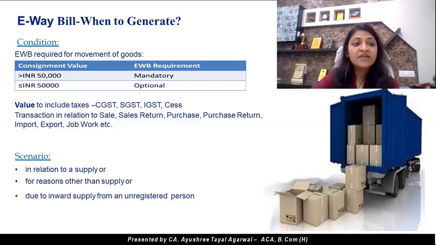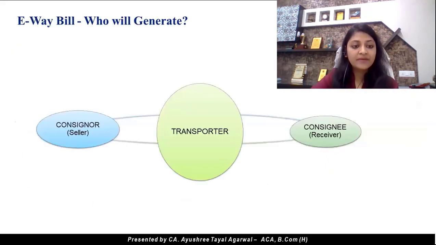The transactions in which we have to generate the e-way bill are sale, sales return, purchase, purchase return, import, export, job work. In West Bengal, the limit has been extended to 1 lakh in case of intra-state movement of goods. Now, who will generate e-way bill?